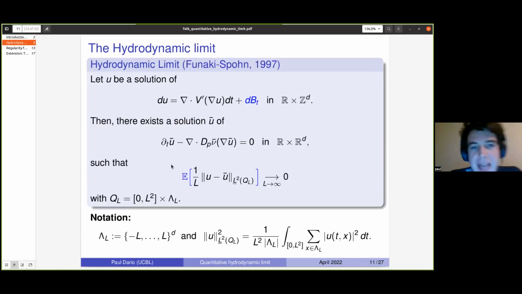So if we want to be slightly more specific, although I am not stating everything in all details: take U to be a solution of your system, defined in R times Z^d. If you really want to make a rigorous statement, you define it on a big domain with suitable boundary conditions. Then you can find a solution U bar of this equation such that.